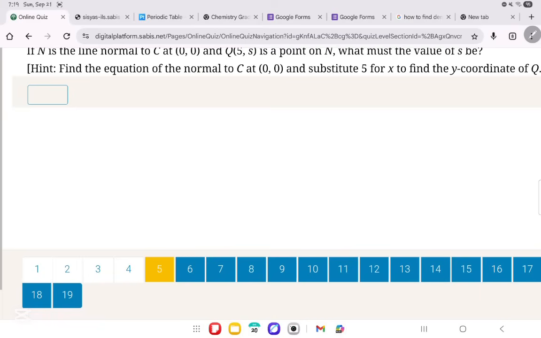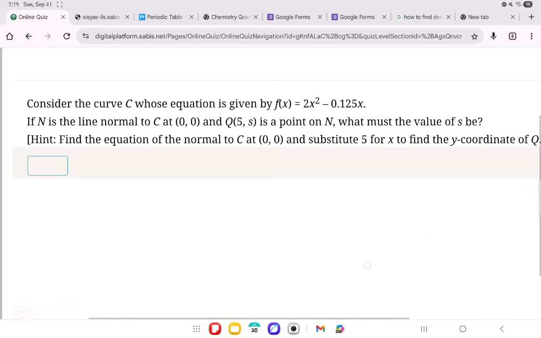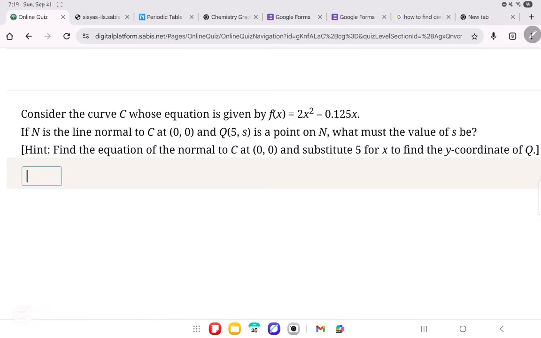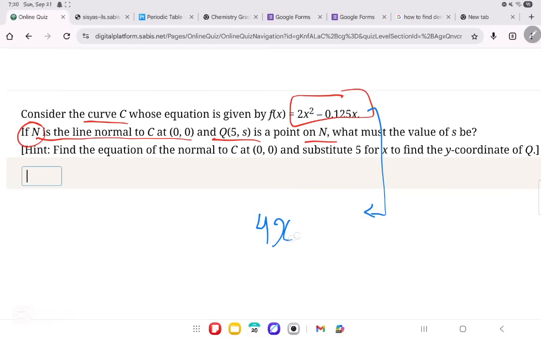We'll move on to question number 5. What does it say in question number 5? Consider the curve C. So we have a curve whose equation is given by this over here. They said if n is the line normal to C at this point and Q is a point on n, what must the value of S be? So first things first, they said what? N is a line normal to C. So what am I going to do in this scenario? First thing, I will take the derivative of my curve, and I'm going to get 4x minus 0.125. You remove the x in the derivative.